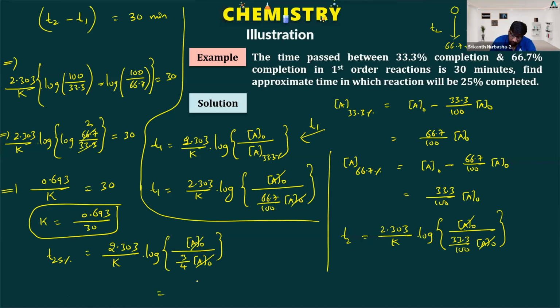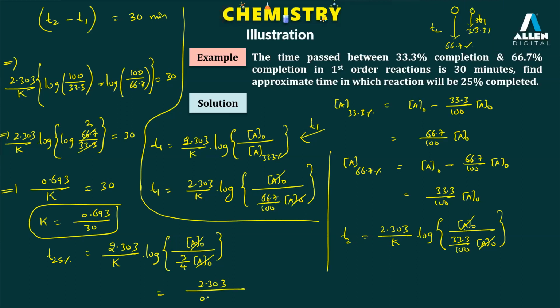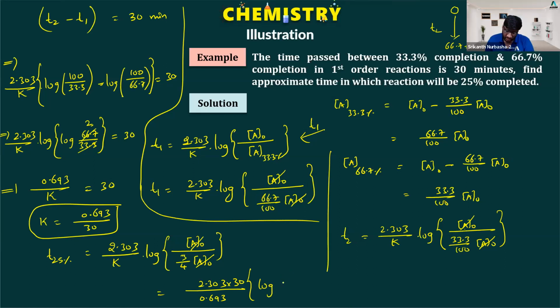Ultimately you get what? 2.303 by K is how much? By K, 0.693 by 30, log 4 by 3, log 4 minus log 3. Solve it. Faizan says nearly 35 minutes. You try to solve it, you get the answer.